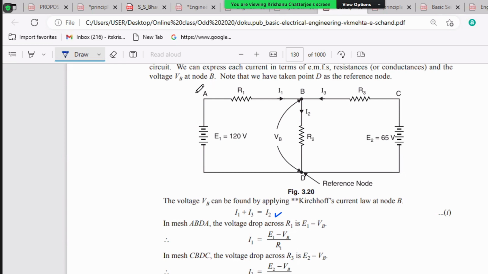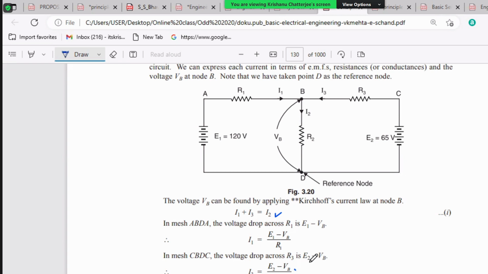We subtract from where the current is going: A minus B, VA minus VB, and VA is 120 volt, that is E1. E1 minus VB divided by R1 is the current I1. Likewise, 65 minus VB is the voltage drop over here, and if you divide by R3, you will get I3. So this is I3.